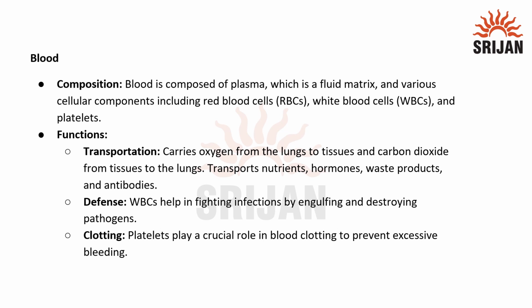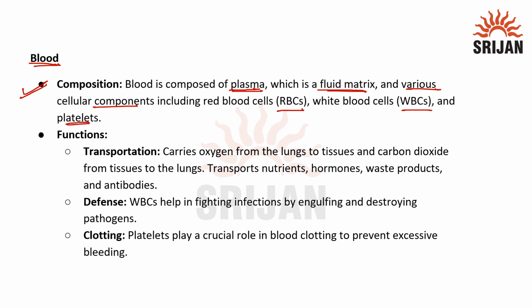Talking about the first important fluid connective tissue, that is blood. We know the color of the blood is red, and that is because of the hemoglobin. So let's talk about the composition of blood. Blood is composed of plasma, that is the fluid matrix, and it consists of various cellular components that include the RBCs, that is red blood corpuscles, WBCs, that is white blood corpuscles, and the platelets.